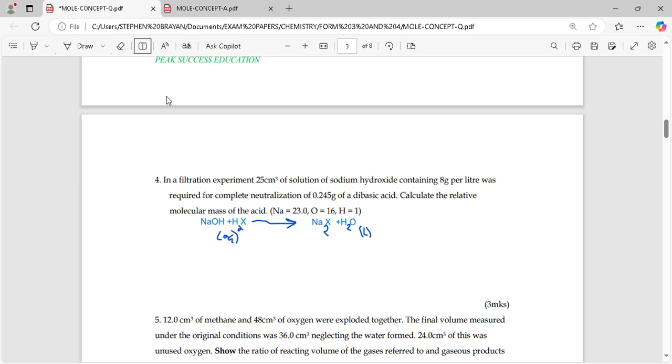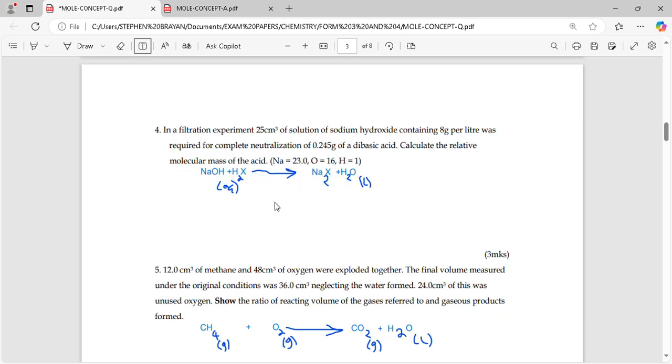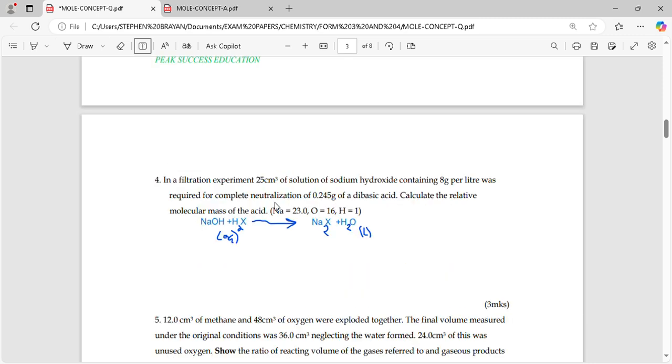So welcome back, learners. We're also going to learn about this concept on mole concept, and this is a very common question in both chemistry paper 1, chemistry paper 2, and even chemistry practical.